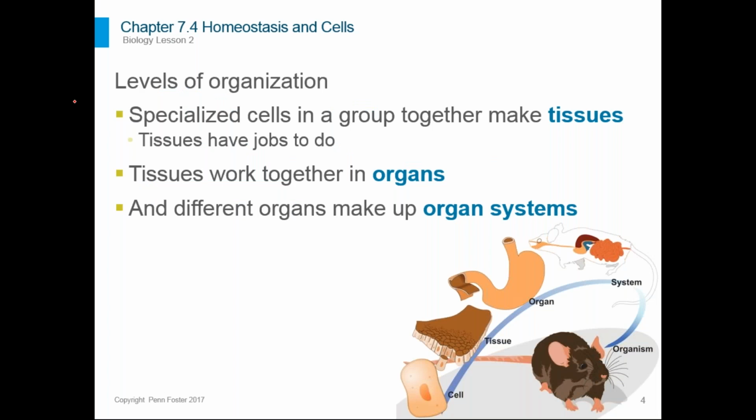So to review the levels of organization in living things, you have cells, and specialized cells in a group together make tissues. Tissues are groups of cells that have a job to do. So they're all specialized and they do something specific, and different tissues can work together as organs. And then different organs work together to make up an organ system, in this case the digestive system.